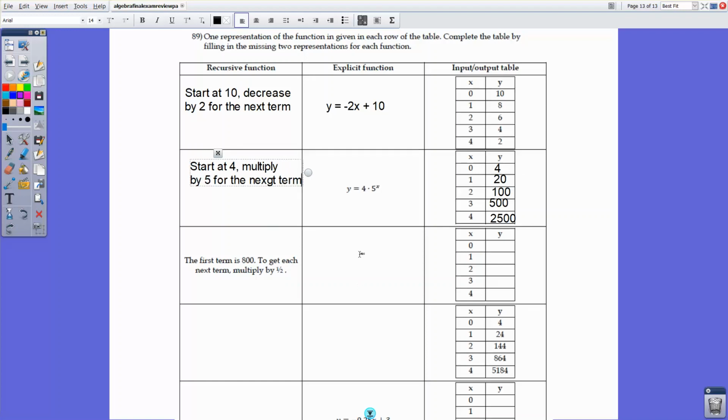Now, in this case here, they tell us the first term is 800. To get the next term, multiply by 1/2. Well, here, we're going to go y equals 800 times 0.5 to the x. And then same deal here, just fill in the table. 800, cut each number in half. This is going to be 400.